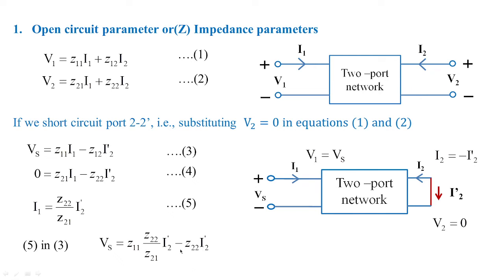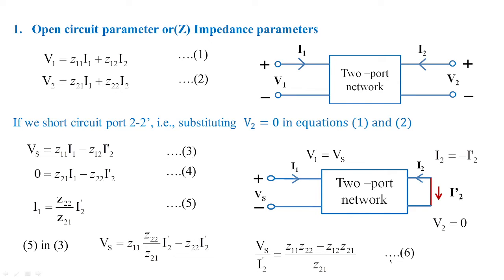Now I'm going to take I2 dash outside and divide by Vs. So Vs by I2 dash is equal to Z11 Z22 minus Z12 Z21 whole divided by Z21. This I'm treating as equation 6.